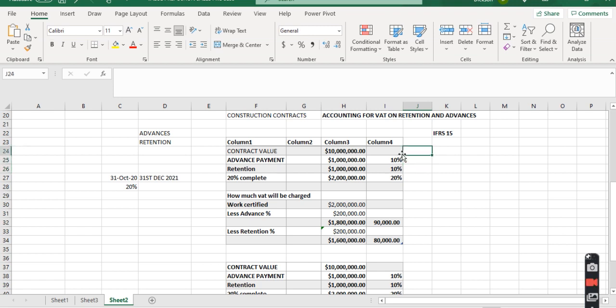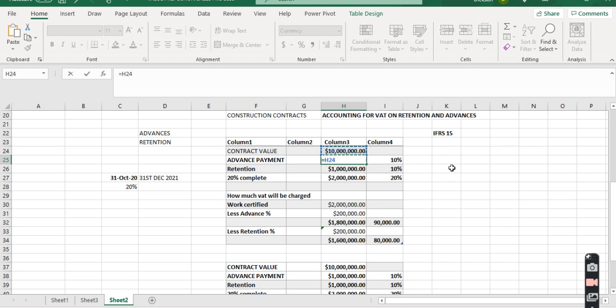Let me explain this here. When we talk about advance payment and retention, it means that on the 30th of October, when the contract was initially signed, at this level the contract was actually 0% complete. But since the contract required that the customer pay 10% of the value of the contract, it means that we compute 10% of 10 million. Multiply this by 10%. We have what? 1 million.